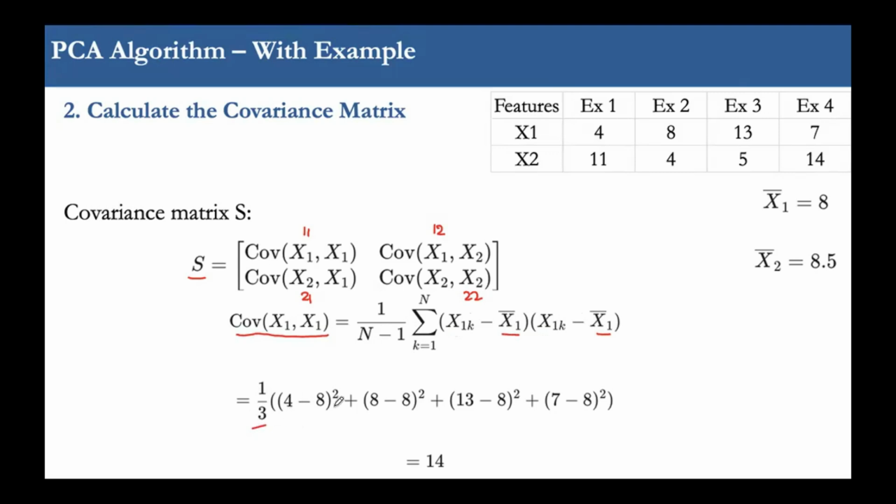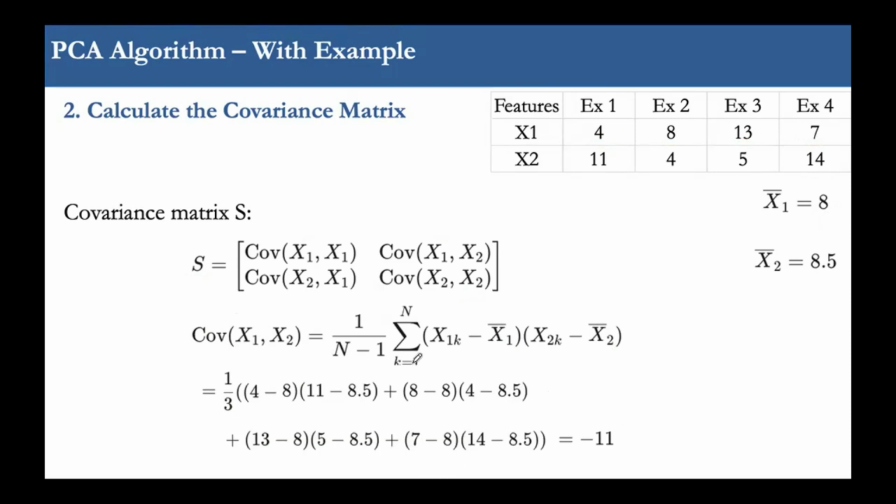Then 4 minus 8. 4 is the data point x1k, the first data point, minus 8. 8 is the mean. Then 8 minus 8. Then 13 minus 8 square. Then we have 7 minus 8. So it is 4 minus 8 the whole square plus 8 minus 8 the whole square plus 13 minus 8 the whole square plus 7 minus 8 the whole square, which is equal to 14.